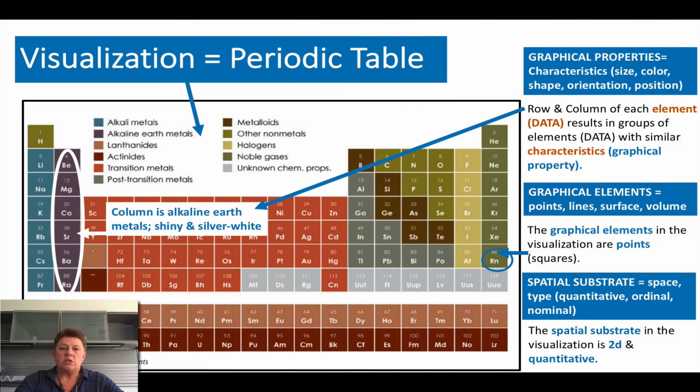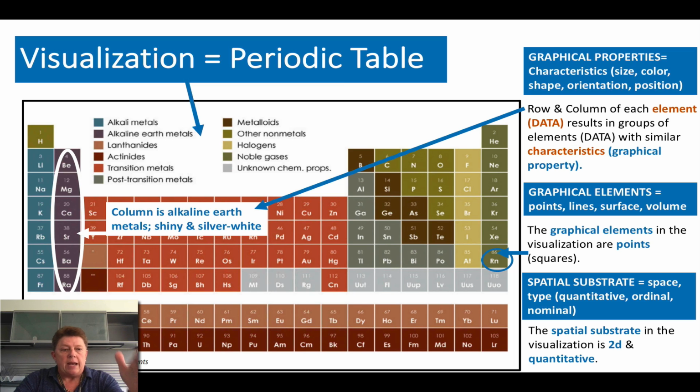Now let's talk about the visualization itself, which is the periodic table. It has graphical properties. We talked about this in week one, which is characteristics: size, color, shape, orientation, and position. Now that's not of the data. That's of the visualization of the data. That's the squares, the columns, the rows. Each row and column of each element results in groups of elements with similar characteristics. So as you can see, that is a graphical property, which we talked about.